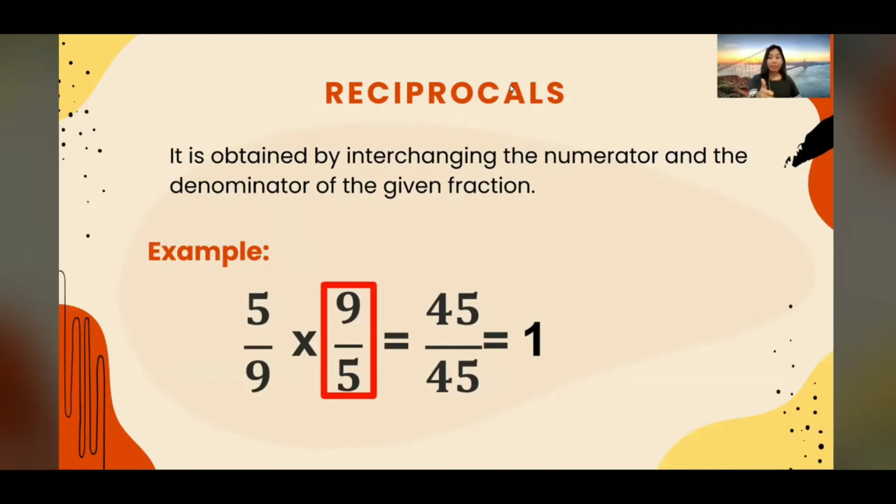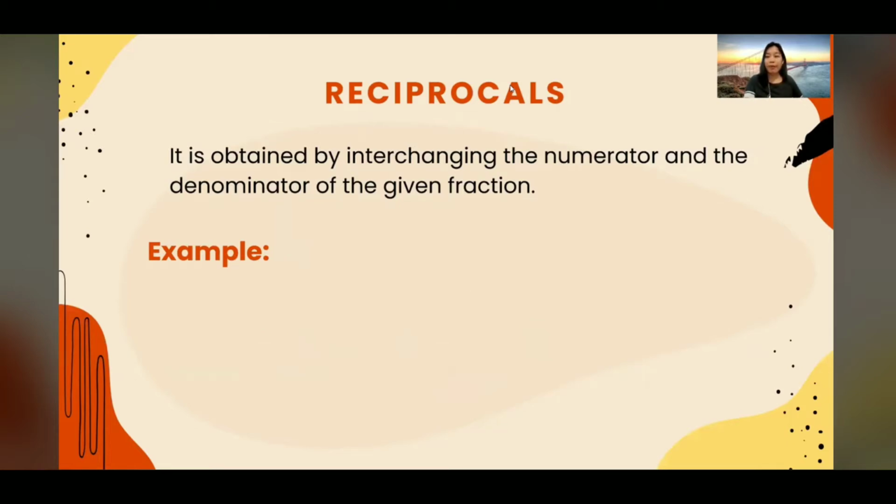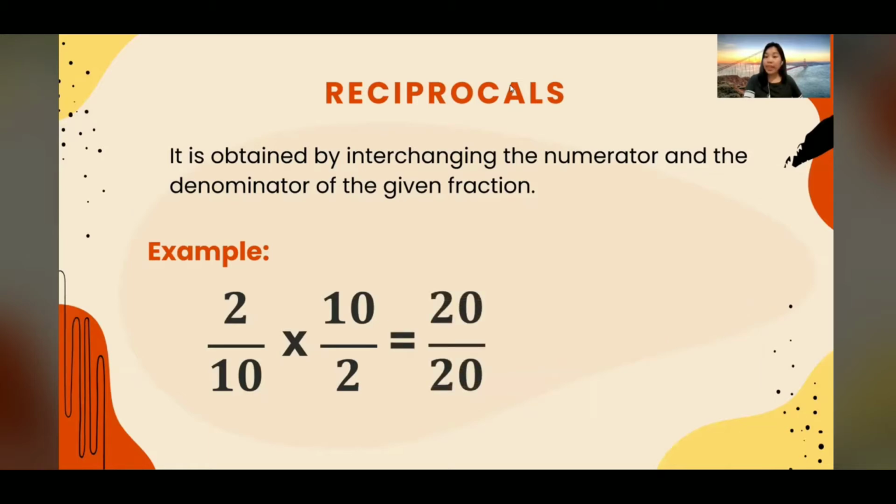Did you get it? All right, another example, 2/10. All right, let us check if its reciprocal is 10/2. All right, let us just multiply it, and if our answer is 1, meaning 10/2 is correct. 2 times 10 is 20, and 10 times 2 is 20, right? So 20 divided by 20 is 1. So meaning 10/2 is the reciprocal of 2/10.